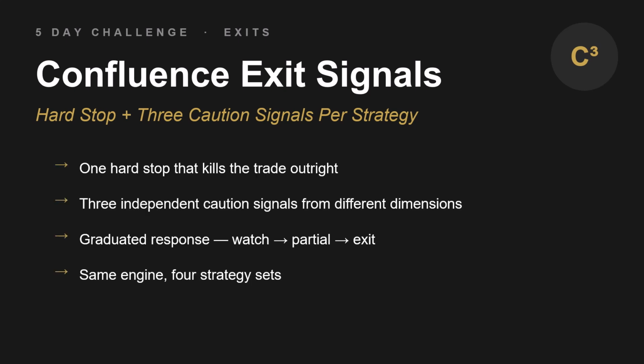What we're looking at today is 1 hard stop that kills a trade outright, time to get out, and then 3 independent caution signals from each, or potential dimensions that we can look at. Rather than getting out on our first touch of any of our exit strategies, we're looking at a slightly alternative approach where we watch, we partially exit, and then we exit completely.